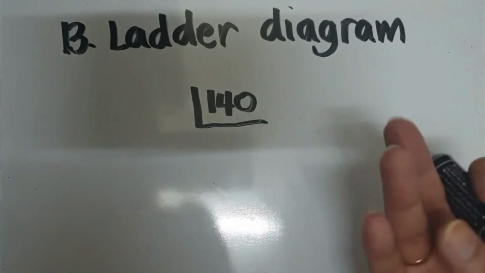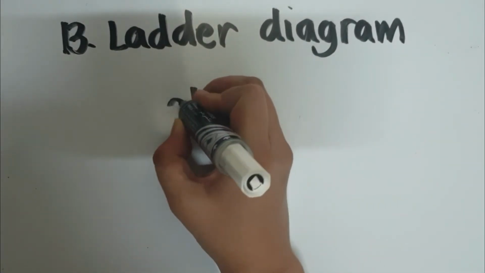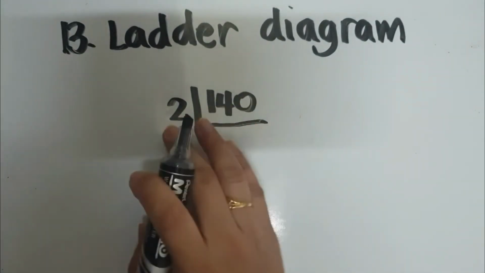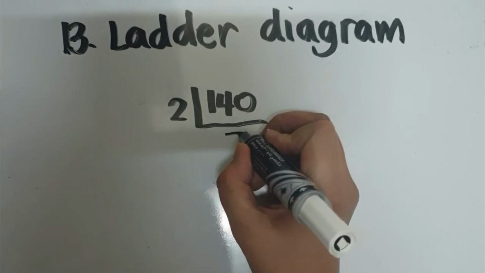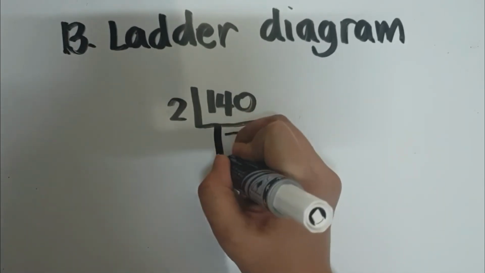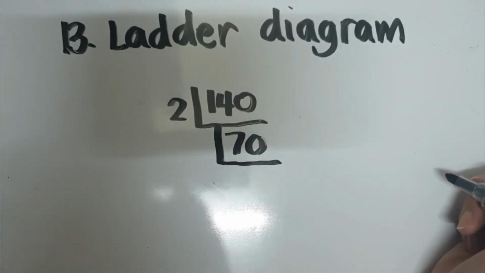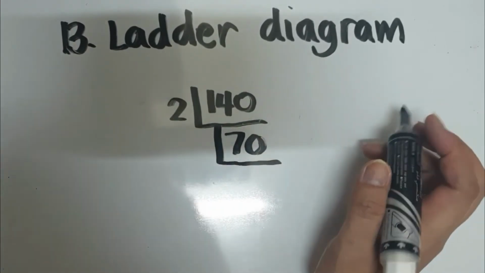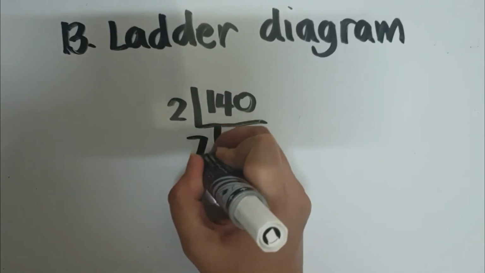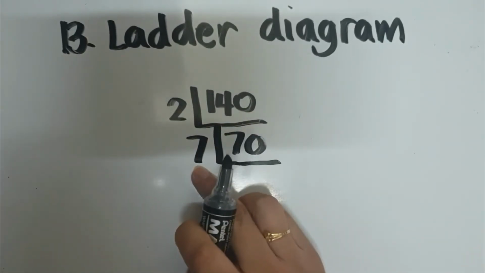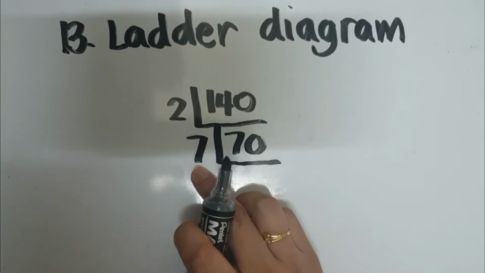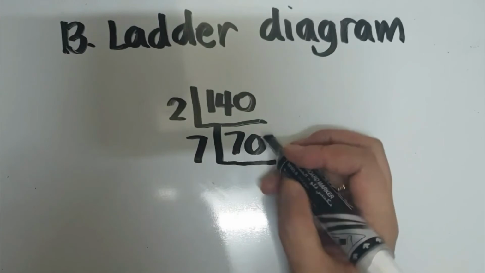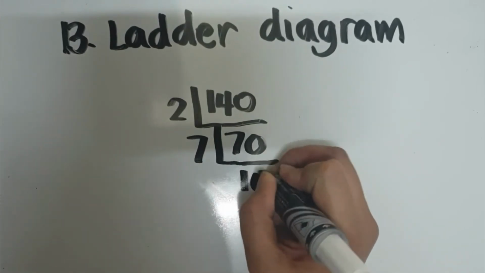So we can start with the basic, which is 2, since 140 can be divided by 2. 140 divided by 2 is 70. So write it below and then draw the ladder again or the step. And then 70, we can also divide it by a prime factor, which is 7. 7 is a prime factor since its factors are only 1 and itself. 70 divided by 7, write the answer below, that is 10.